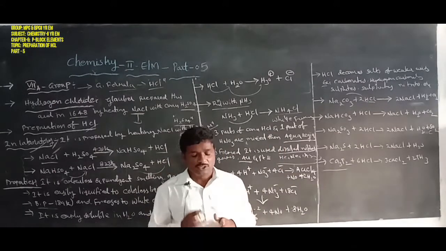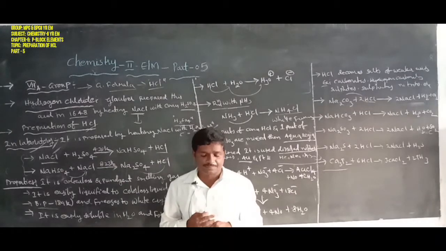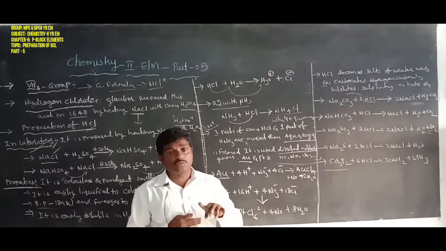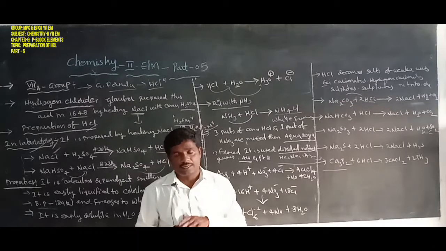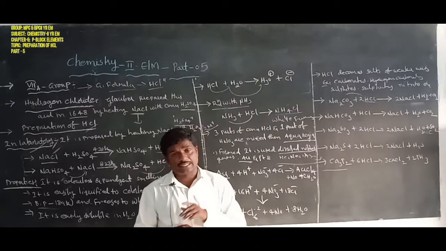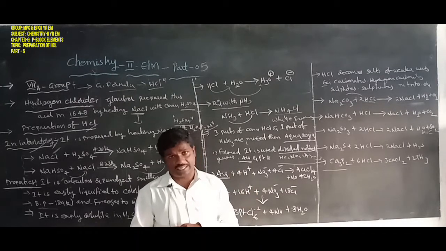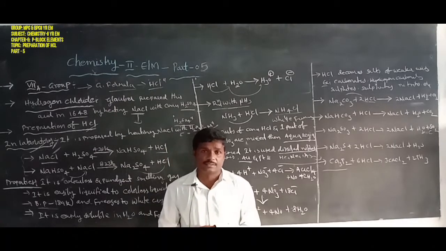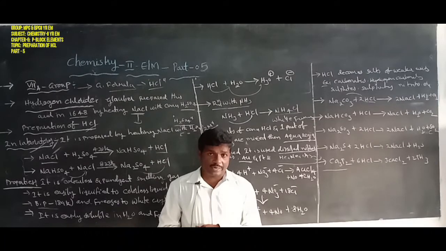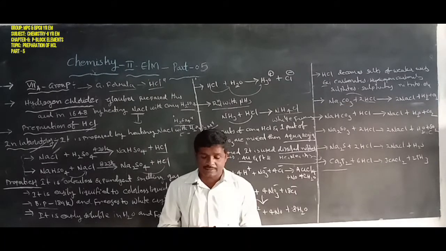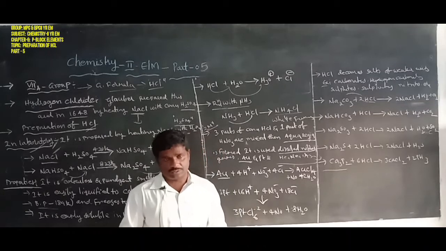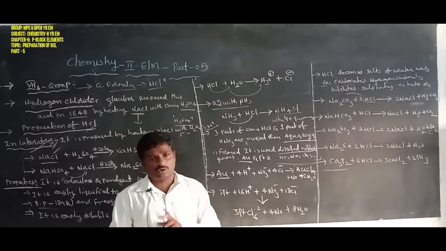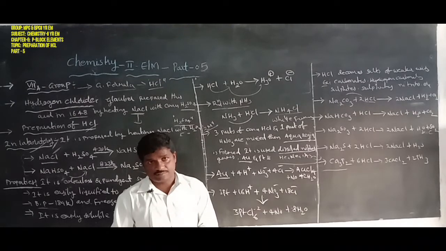Next, another one, uses of hydrochloric acid. Hydrochloric acid is used for the manufacture of chlorine. What are the uses of hydrochloric acid, HCl? Hydrochloric acid is used for the manufacture of chlorine and ammonium chloride, also known as ammonium salt. Next, another one, glucose.